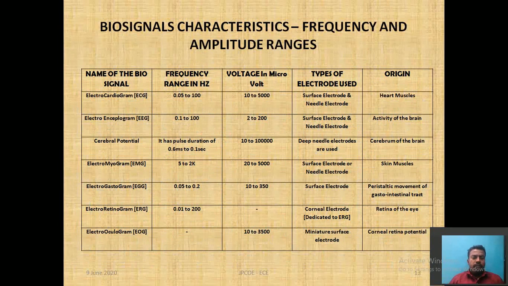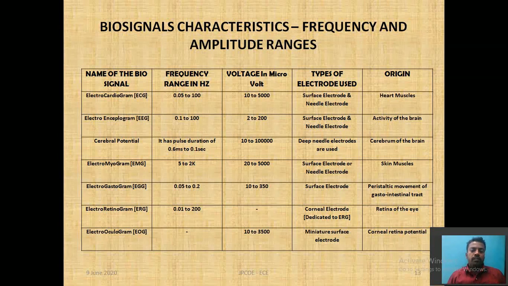Next we want to see the electromyogram, in short EMG, which is used to measure the muscle activity of humans. The frequency range is from 5 hertz to 2 kilohertz. Here the electromyogram frequency is very high, around 2 kilohertz or 2000 hertz. The voltage range is from 20 microvolt to 5000 microvolt.